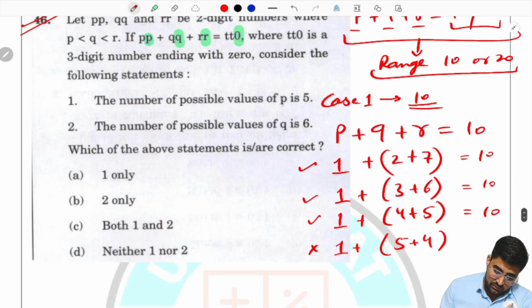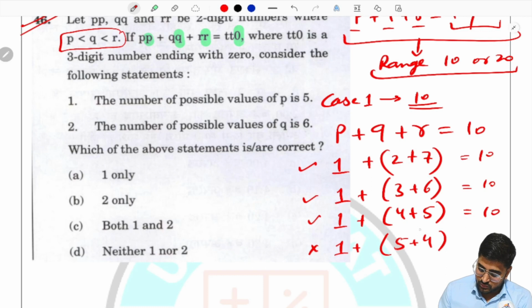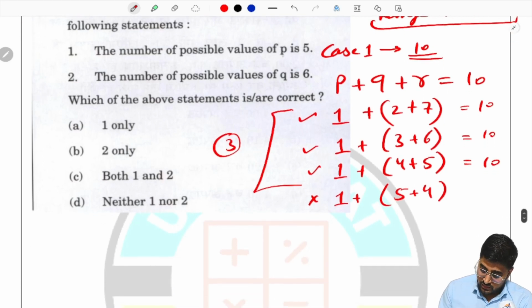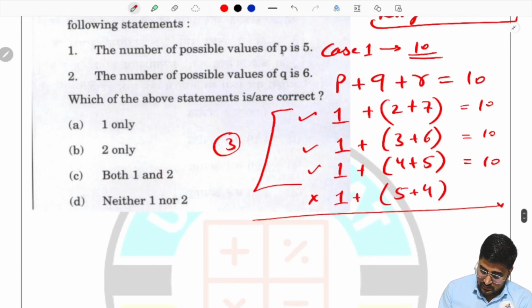Again, 5 plus 4, no. Why? Because in this statement, it is clear that R is greater than Q, Q is greater than P. So this is not possible. So the maximum from the 1 is 3 terms. Okay. Now let us take the second, 2.